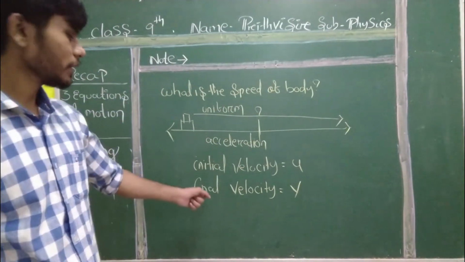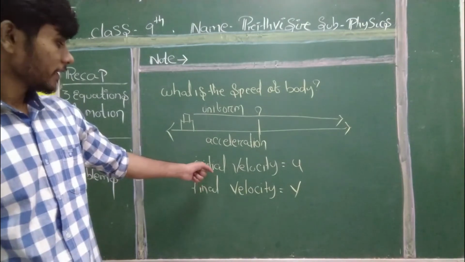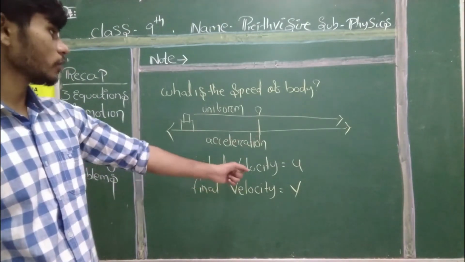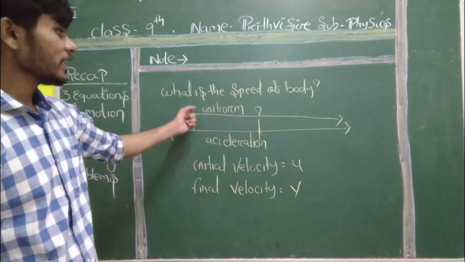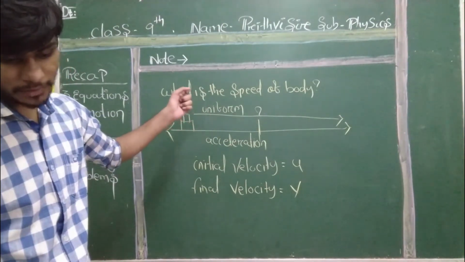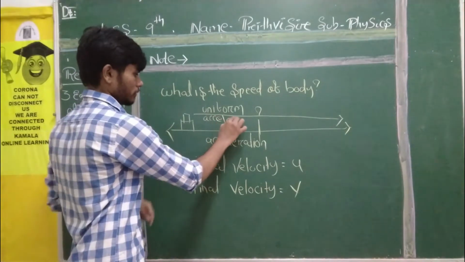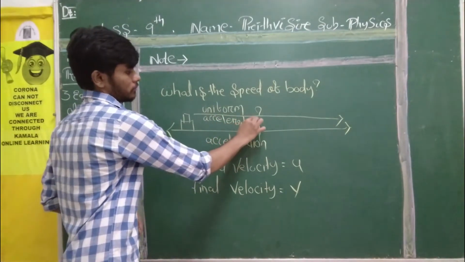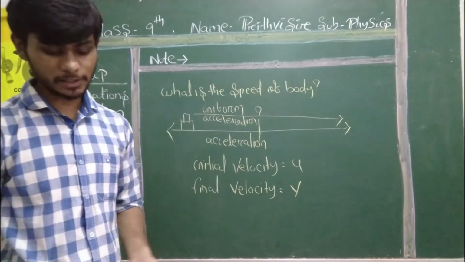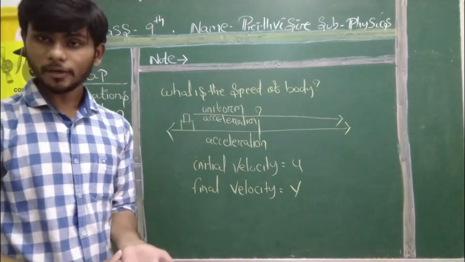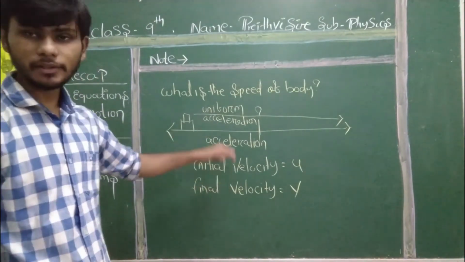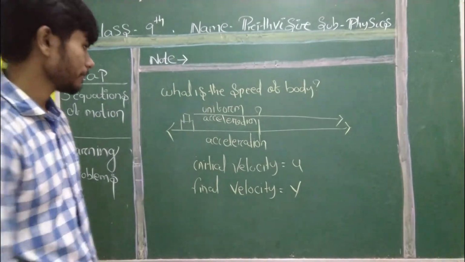Okay, this is what we need to do. Initial velocity is equal to u, final velocity is equal to v. It is asking what is the speed of the body if it has uniform acceleration. Let's find out. It's given. Let us solve the problem.